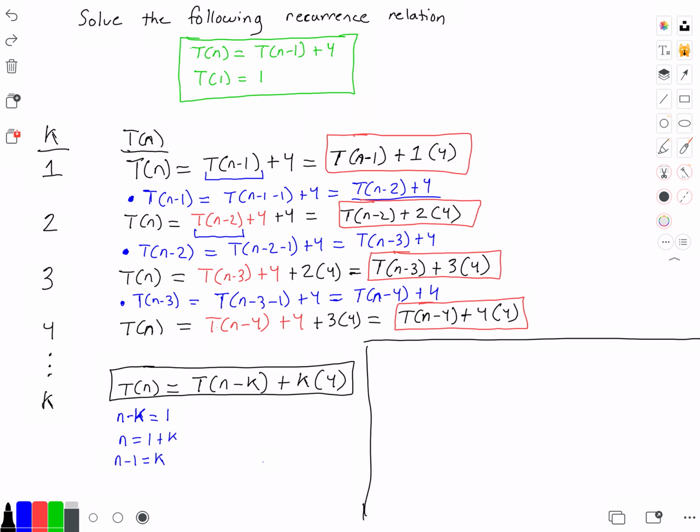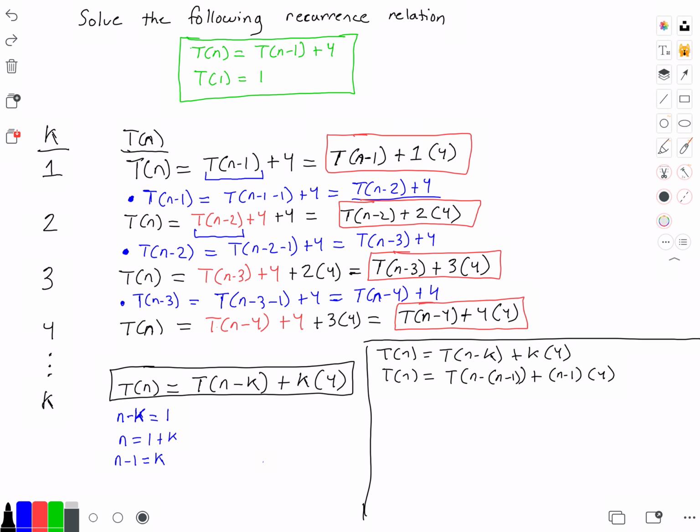All right. And what we're going to do is first rewrite the equation. So T of n is equal to T of n minus k plus k times 4. All right, now I'm going to plug in n minus 1 for k. So T of n is equal to T of n minus, and I hope I said that right before, I'm going to plug in n minus 1 for k. All right, so plus n minus 1 times 4.